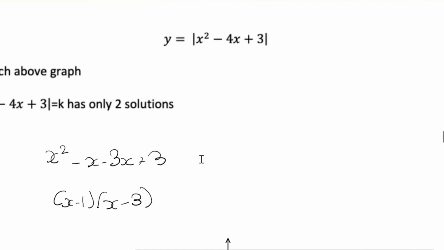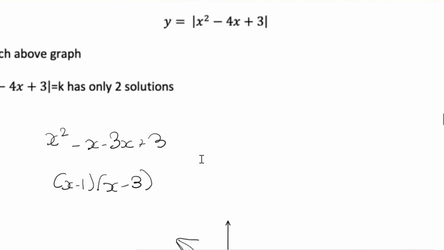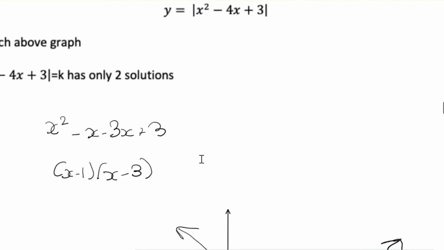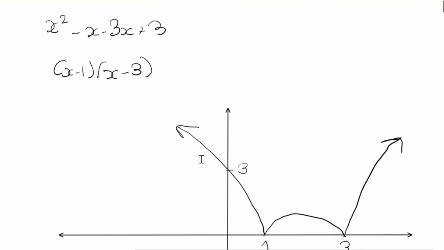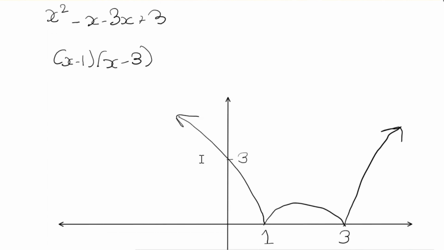So first we have to sketch the graph. Obviously we need to find the roots of that equation. So x minus 1 and x minus 3 are the roots. So when we have found the roots, we have to just draw a normal graph. But what does modulus basically mean? It's that all the values that are beneath the x-axis will be reflected on the x-axis and will go upwards. So that's why we'll get a graph like this.